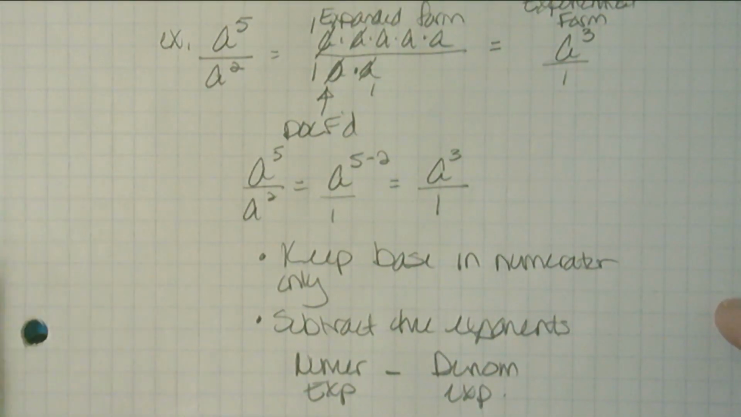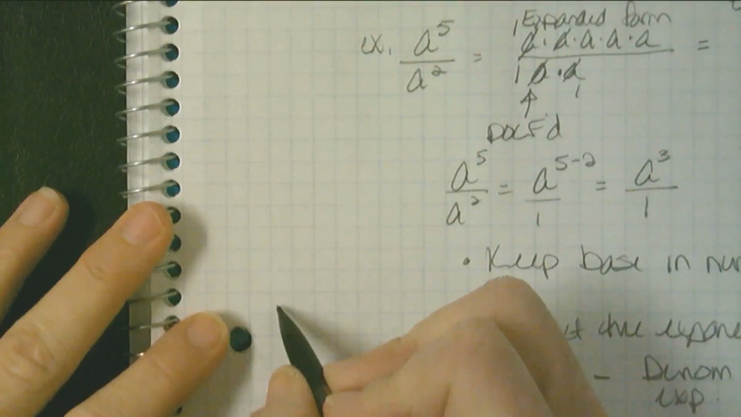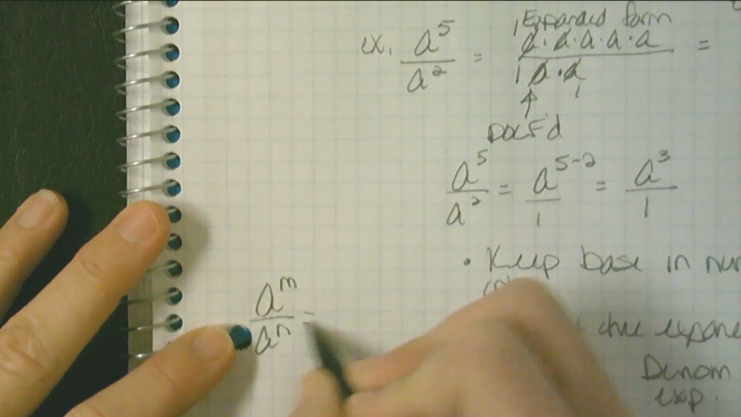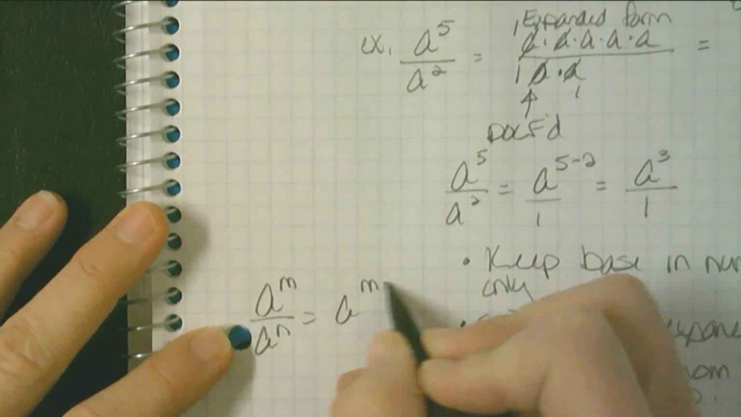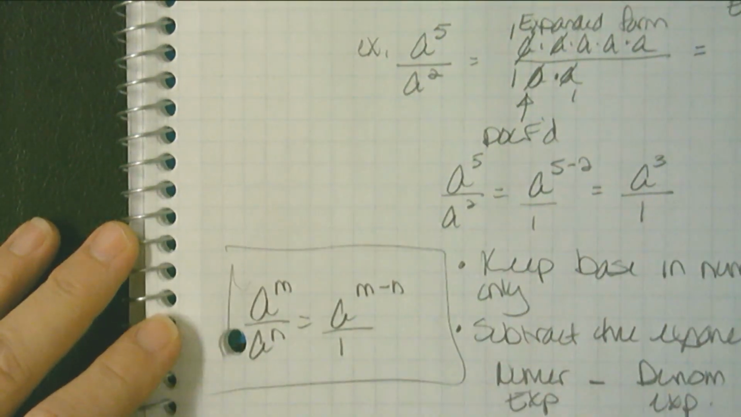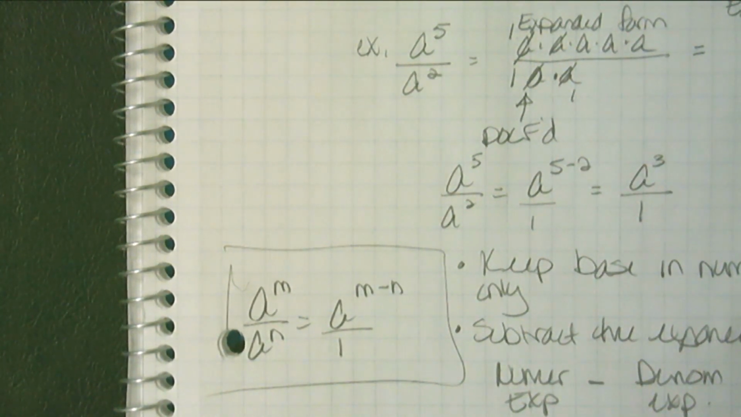So if I was to write this power rule, I'm going to write it right here. a to the m divided by a to the n is equal to a to the m minus n over 1. We keep the base in the numerator. We subtract the exponents. Now you don't have to show over 1 if you don't want to. But I need you to understand that is what we did. It is over 1. It's left in the numerator only.